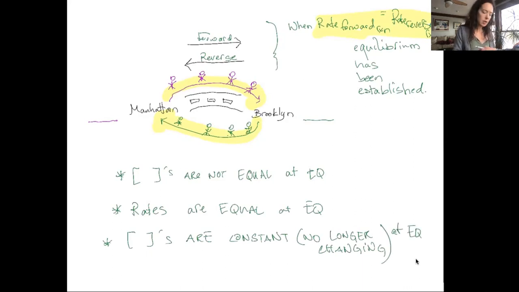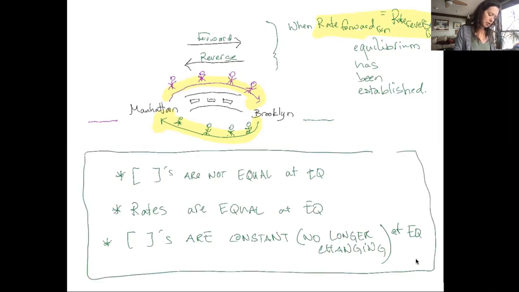Okay, these three things right here are really important to understand. The concentrations are not equal. The rate of the forward is equal to the rate of the reverse. Because the rates are equal, the concentrations have stopped changing. There are 94,000 people here. There are 80,000 people here. But every time four people leave, four people return.